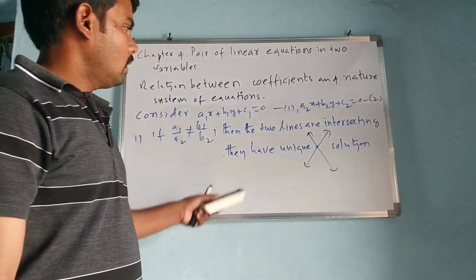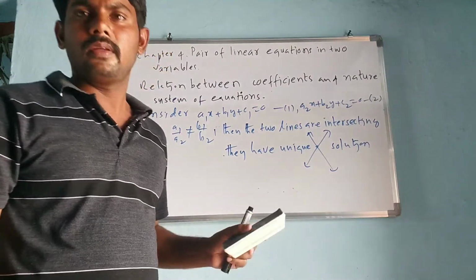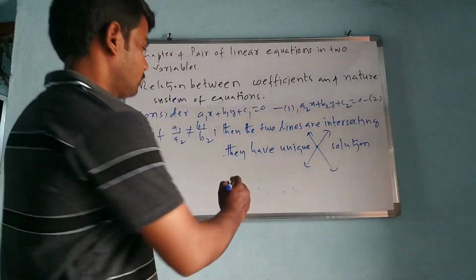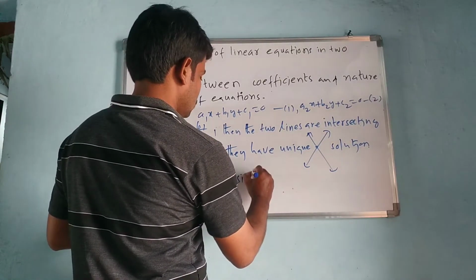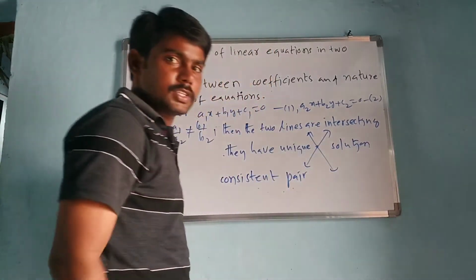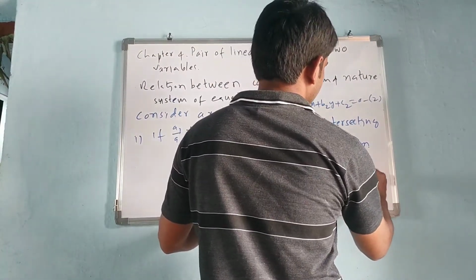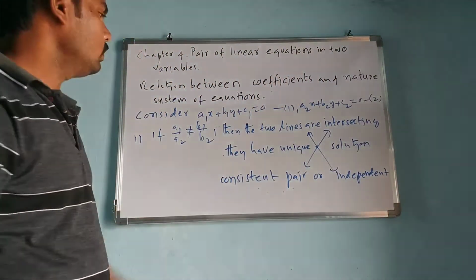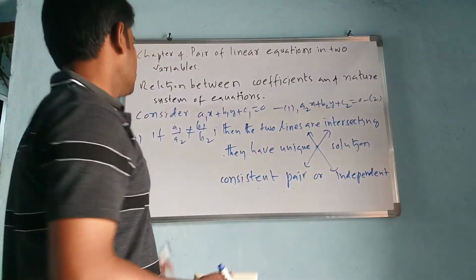Otherwise, we can define that the two lines are said to be consistent if they have a solution. So in this case, the two lines are a consistent pair of linear equations, an independent pair of linear equations in two variables. So let us go to the second relation between coefficients.